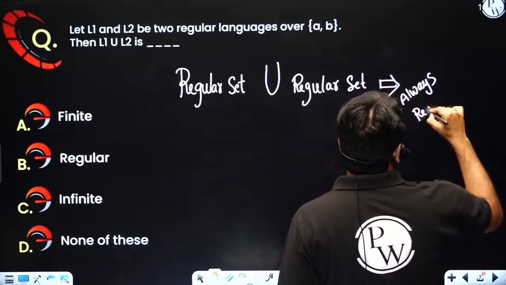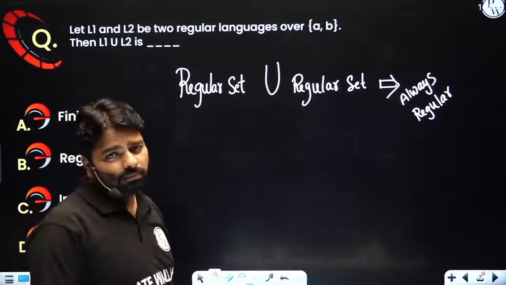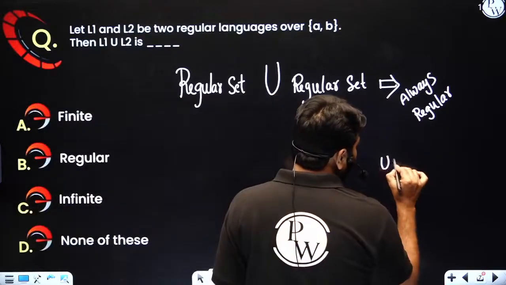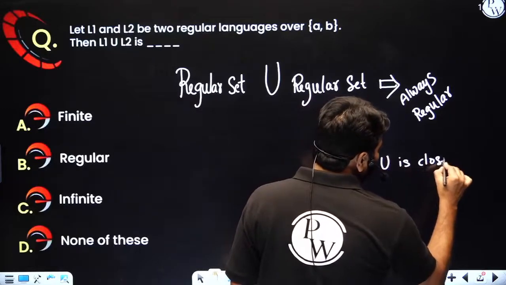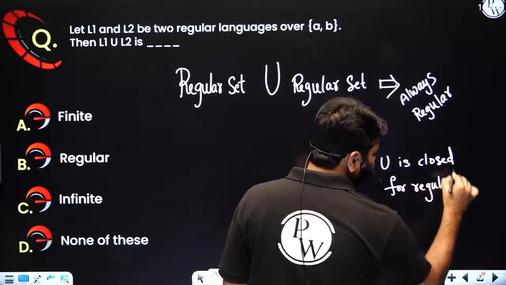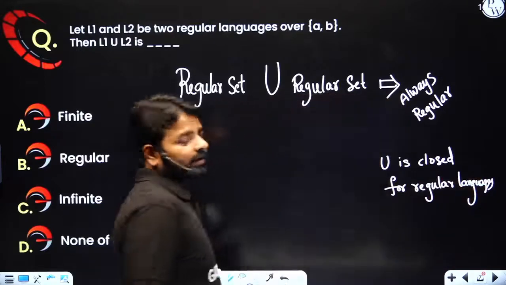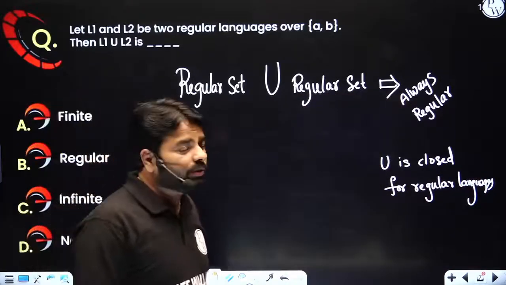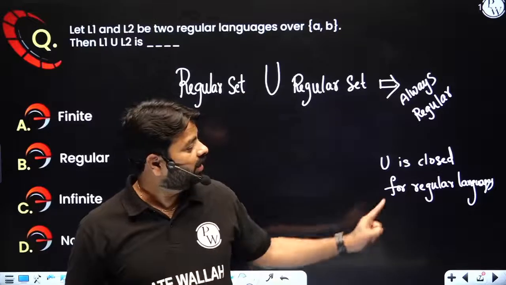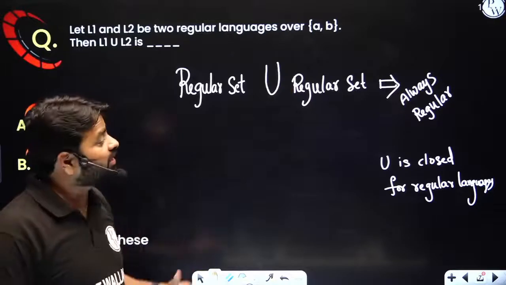So the word always is implicit. Just say regular, but we know it is always regular like the previous examples. It means union is closed. Union operation is closed for regular languages. Not only for regular languages, even for finite languages, this union was closed. Okay, fine. This is a very interesting point. Union is closed for finite languages, union is closed for infinite languages, union is closed for regular languages. Correct? Now we have many interesting points which are going to come in the next slides.